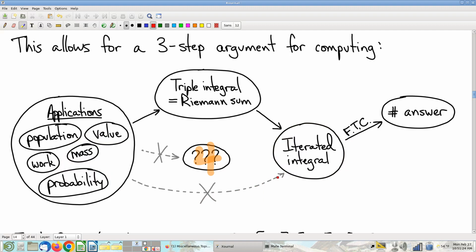So again, we need a 3-step process. Again, please make sure you show me all 3 steps. I need to see the triple integral. I then need to see that you've rewritten the triple integral as an iterated integral, and then plug and chug with the fundamental theorem. Let's dive in and see an example.